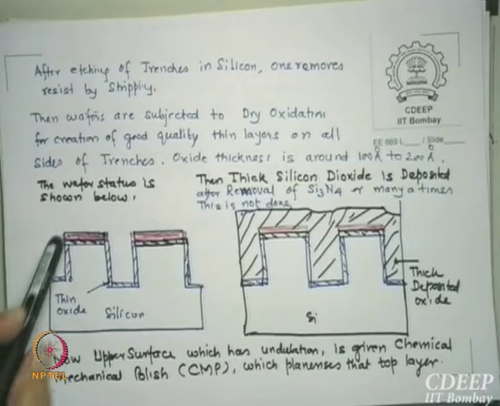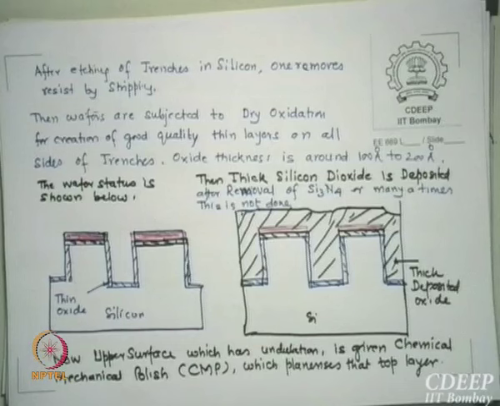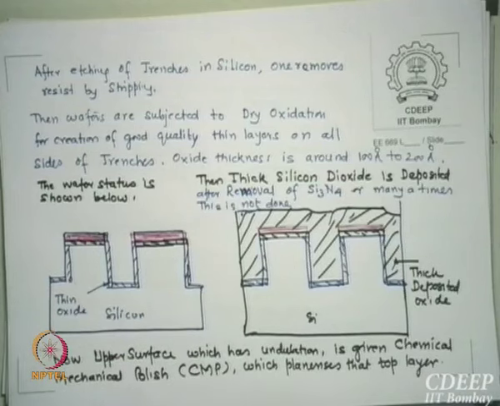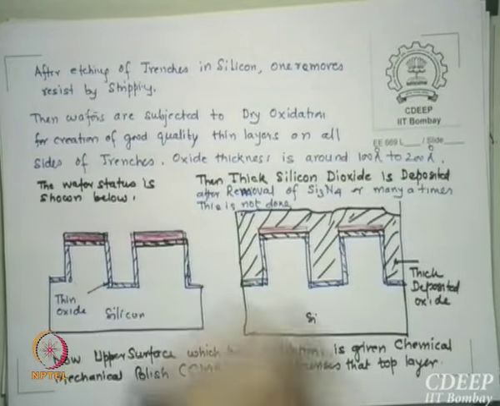After this initial dry oxide is done, then you may go for wet oxidation, and that wet cycle will be how much? Again dry, wet, dry. So the first dry is this, the next is wet dry cycle ahead. But that will be very thin, I mean wet will still take time because this is a trench which is to be filled up now.